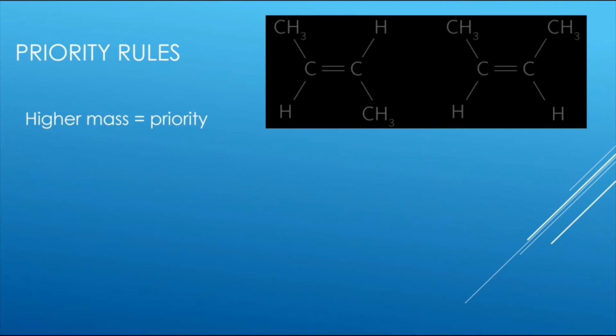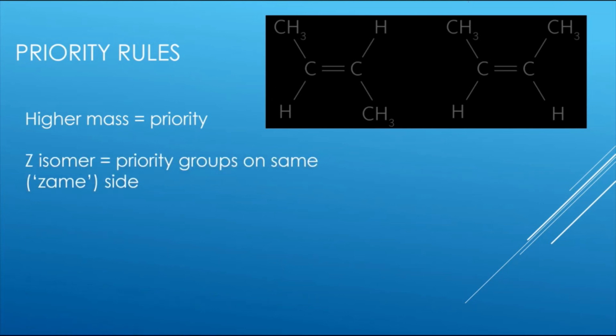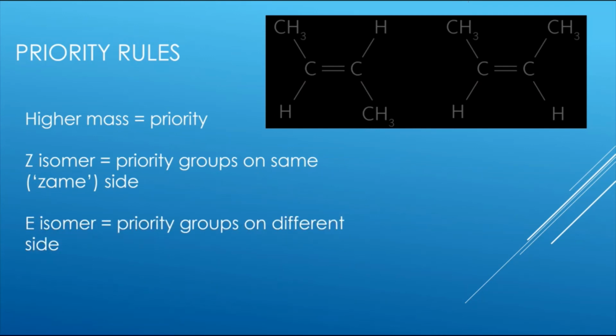There are two types of these isomers: the E isomers and the Z isomers. The Z isomer has priority groups on the same side. My teacher used to say, just imagine yourself being a German person saying same, we just add a Z instead of S, so we say same side and Z for the Z isomers. And the other one is the E isomer, which has priority groups on different sides.